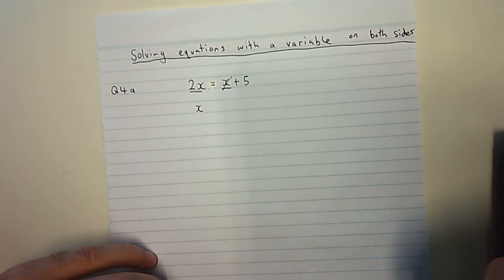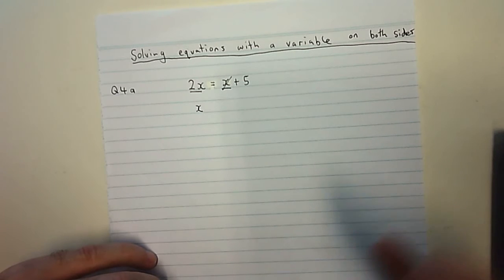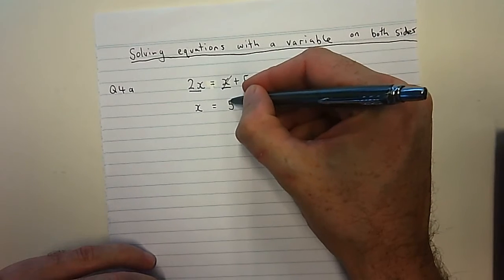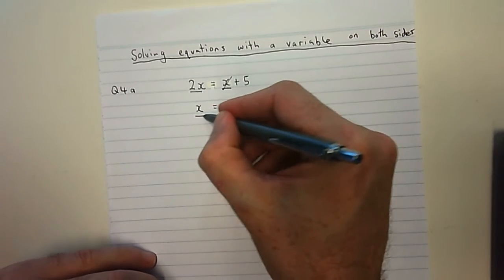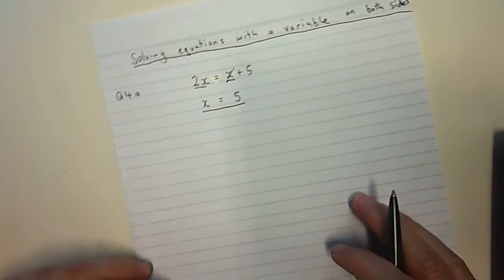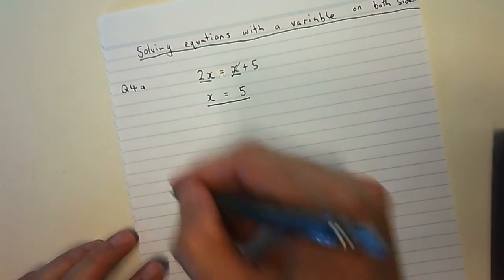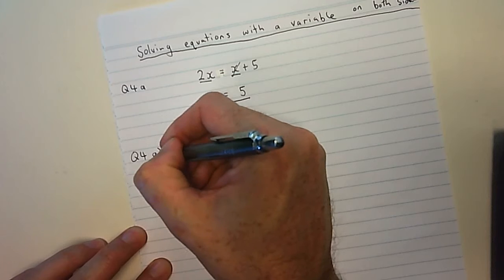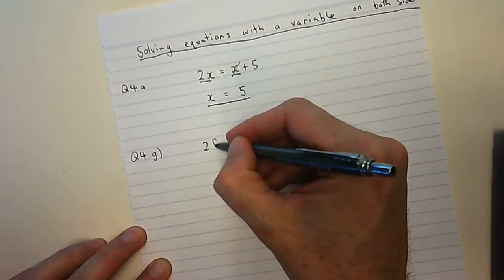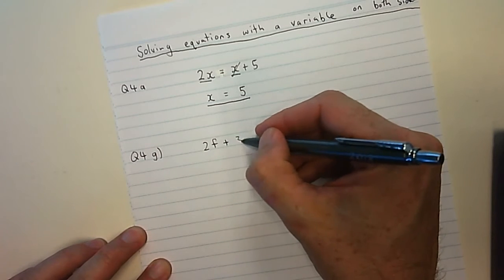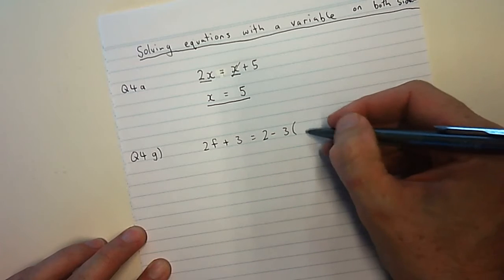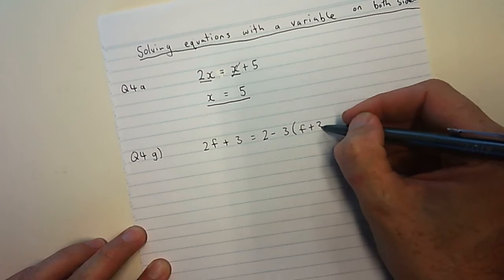Because 2x take away x gives me x, 1x. All right? And that's equal to 5. All right. Now, if I do a harder example than that, okay, question 4g, it has 2f plus 3 is equal to 2, take away 3, f plus 3.